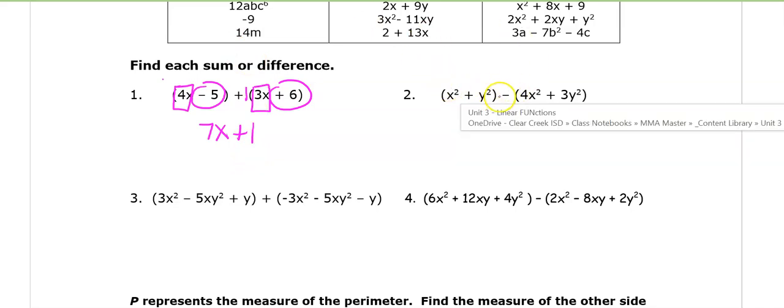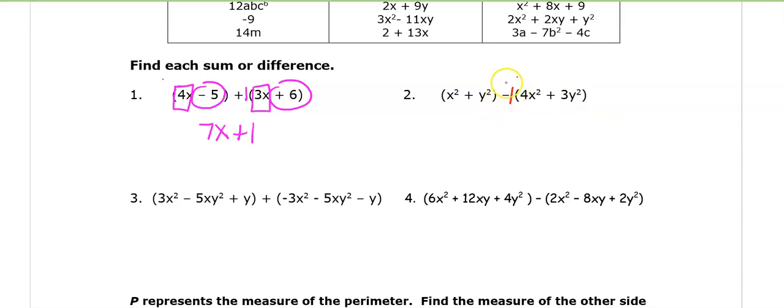This one has a negative in between, so that's a -1. Before we do anything, PEMDAS tells us we have to get rid of the parentheses. So we have to distribute this -1 to both things behind it, because this right here is multiply. So -1 times 4x squared is -4x squared. -1 times +3y squared is -3y squared.